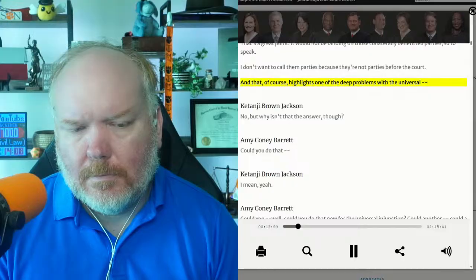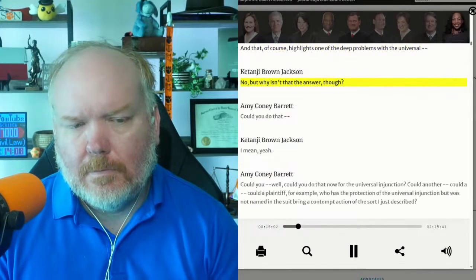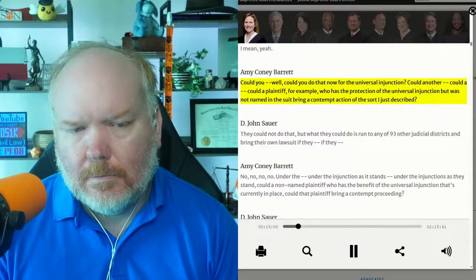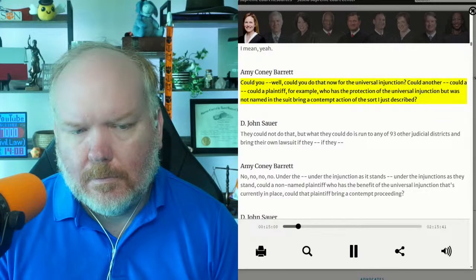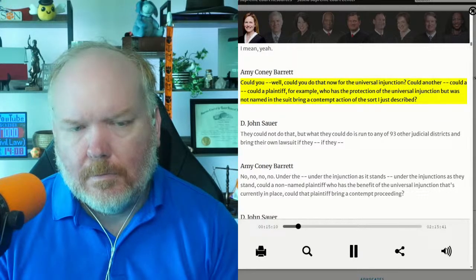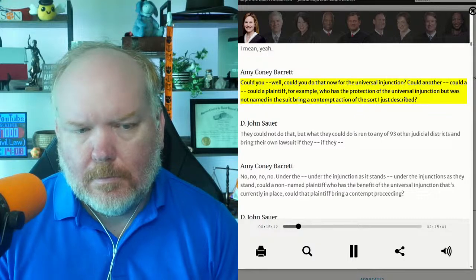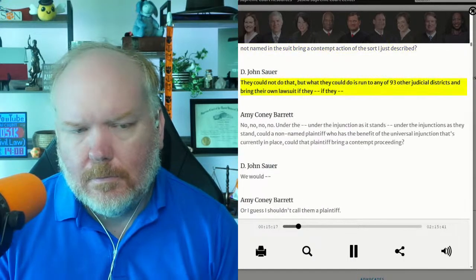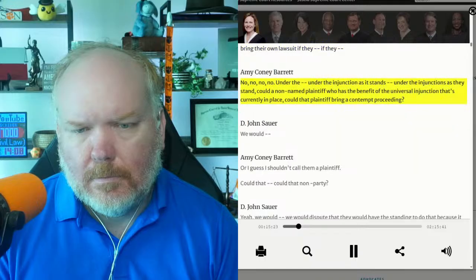And that, of course, highlights one of the deep problems with the universal injunction. Could you do that now for the universal injunction? Could a plaintiff, for example, who has the protection of the universal injunction but was not named in the suit, bring a contempt action of the sort I just described? They could not do that, but what they could do is run to any of 93 other judicial districts and bring their own lawsuit.